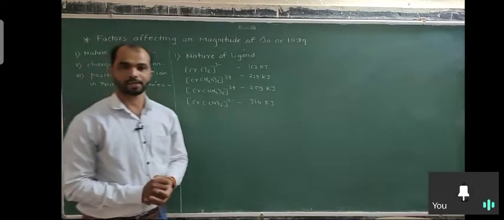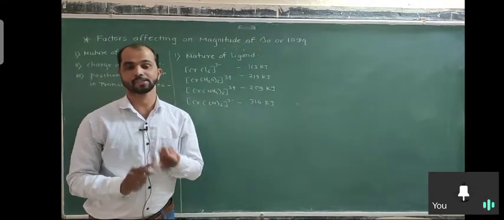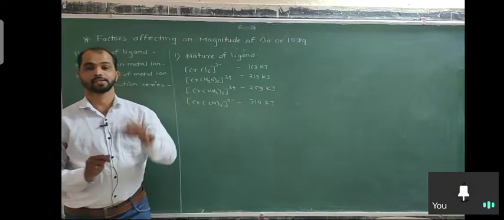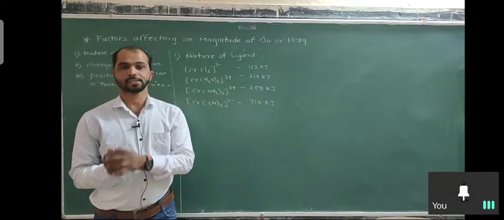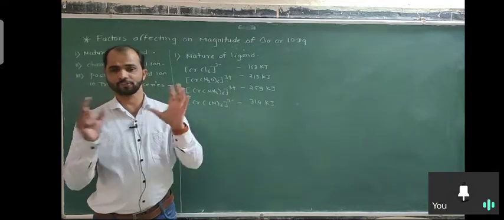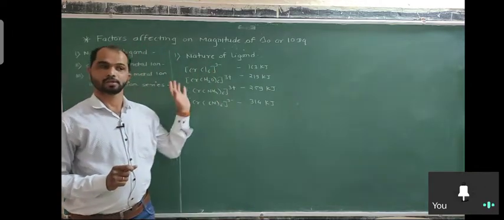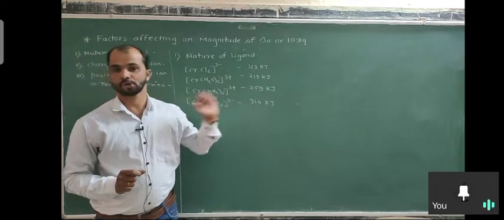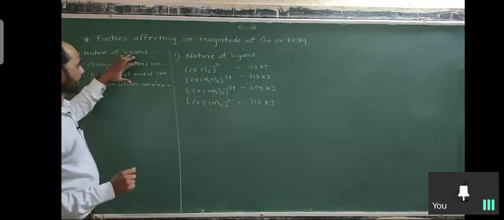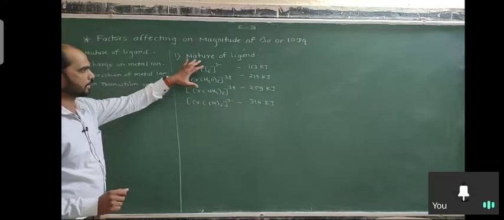In a complex the ligands are present, and a particular metal ion is present. The metal ion has an oxidation state, meaning there is a positive charge on it. Some complexes have +1 charge, +2 charge, +3 charge. So different types of charges are possible depending on how many electrons are lost during the formation of the complex. First we are going to discuss how the nature of the ligand influences the 10 Dq value.